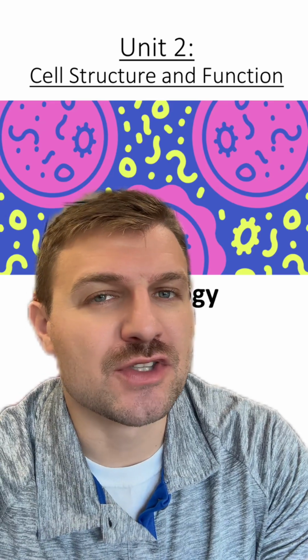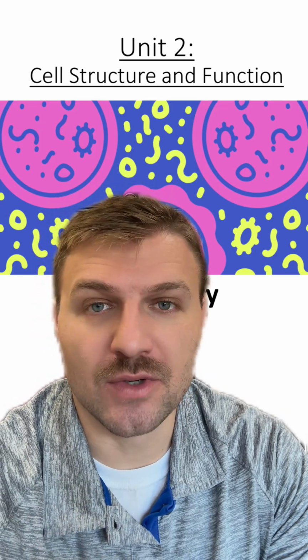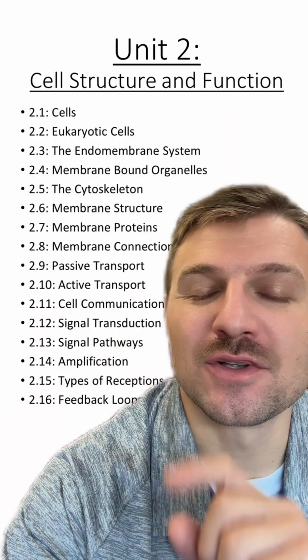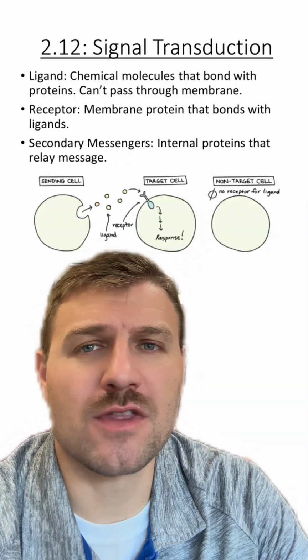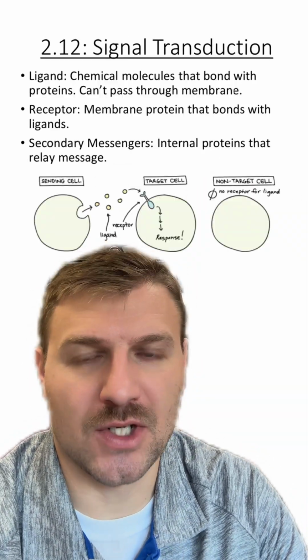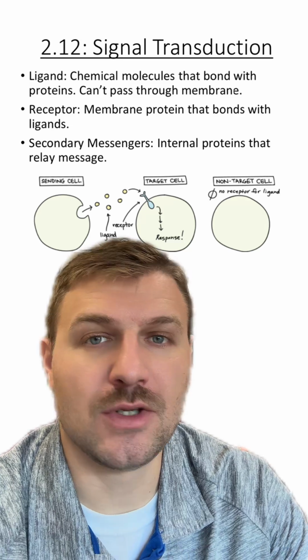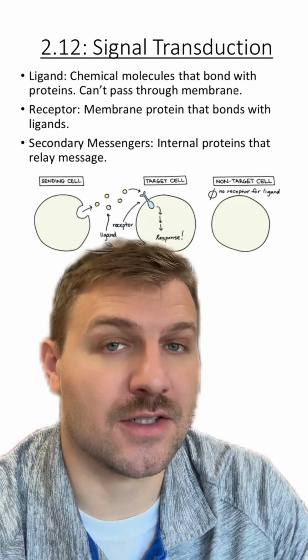Hello AP Biology students, we're going to go over the 12th section in Unit 2. And in this section, we're going to go over something called signal transduction. Remember that we're in the part of Unit 2 where we're talking about cell communication, and how cells communicate specifically is called signal transduction.